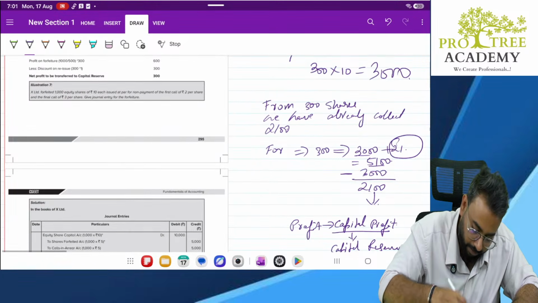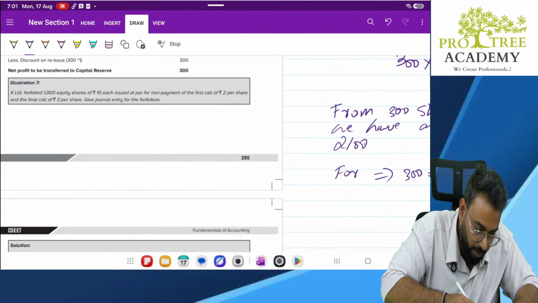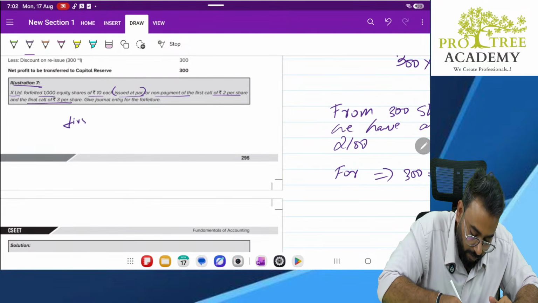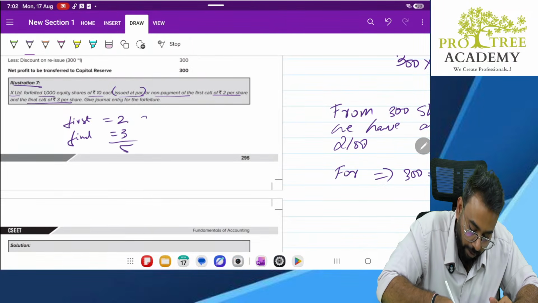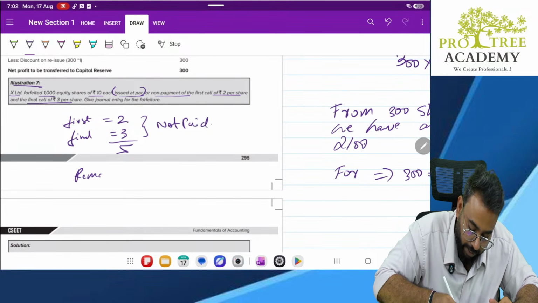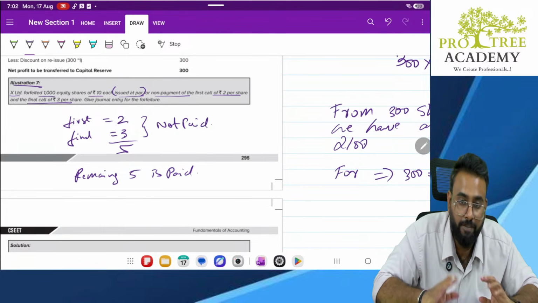Illustration number 7, quickly. X Limited forfeited 1000 equity shares of 10 each issued at par for non-payment of first call 2 per share and final call of 3 per share. That means, first of all, read the question. It was issued at par. What is not paid? First call 2 rupees, final call 3 rupees. So total 5 rupees not paid. That means remaining 5 has been paid. Correct? Remaining 5 is already paid.